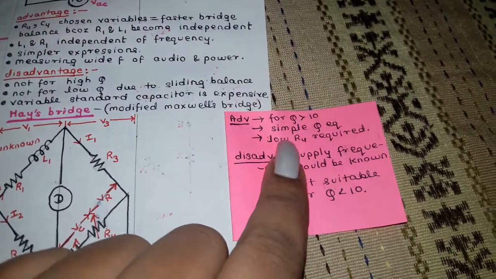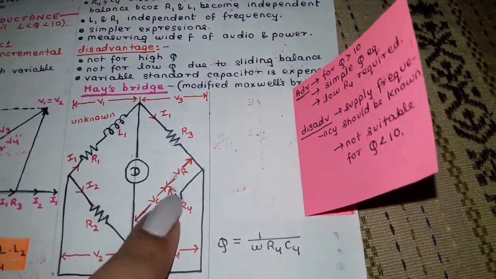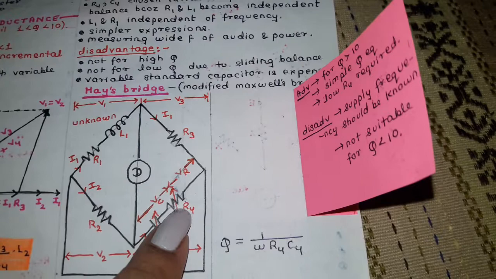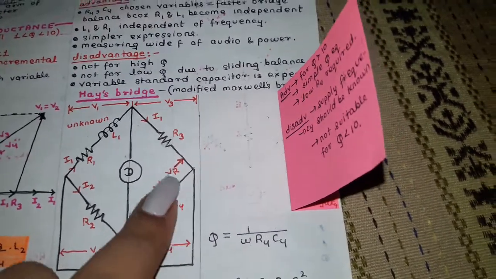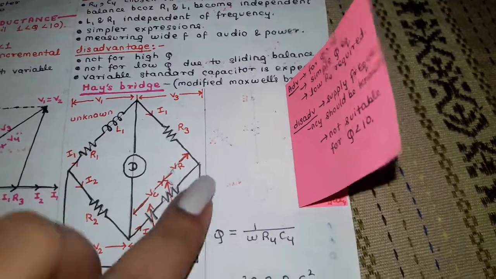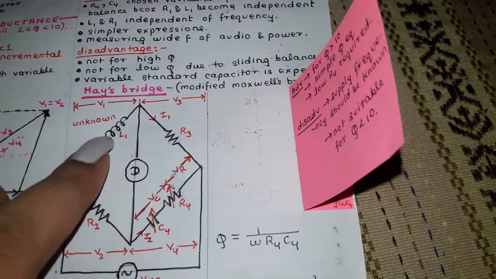Then we have low R4 is required. You see the resistance over here, the value of this is rather low in nature. You need not have a very high resistance. The low value is okay for this bridge to be balanced and for finding the unknown inductance of the coil.